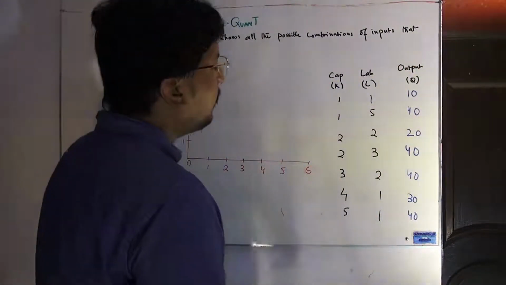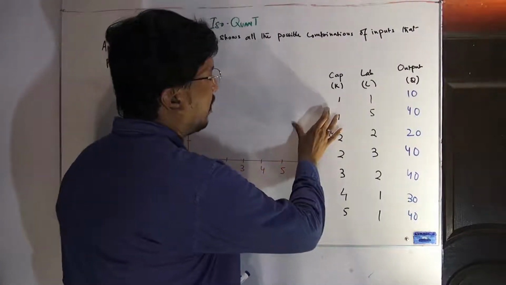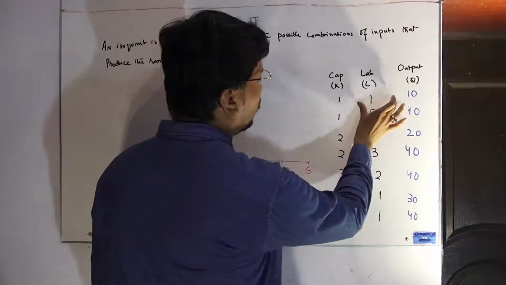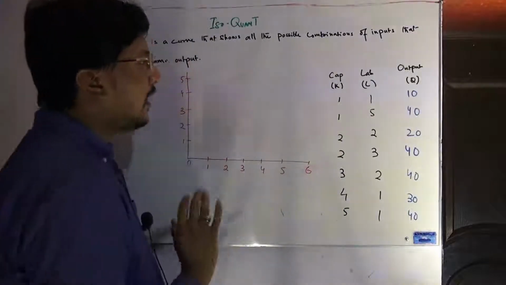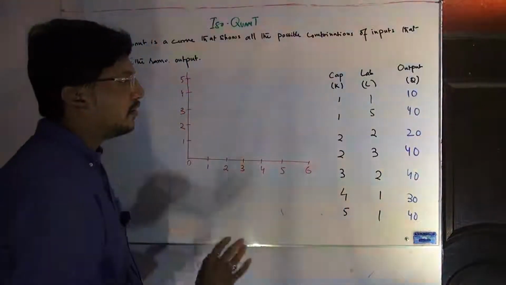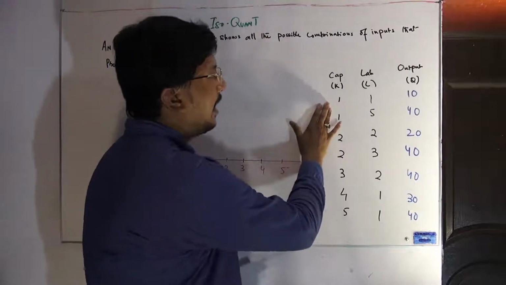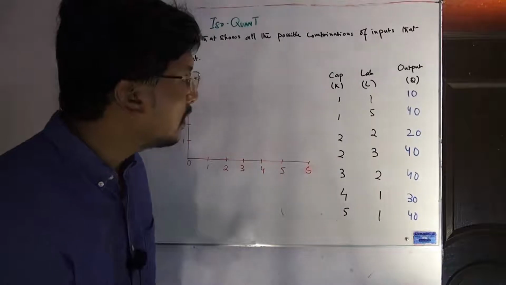So this is the number of units of labor and the number of machines that are used, and they produced 10 batteries. So we are saying that if the firm initially is using 1 unit of capital and 1 unit of labor, the firm is producing only 10 output.